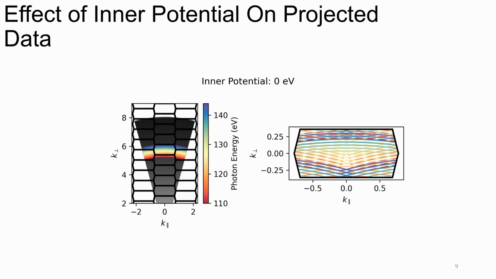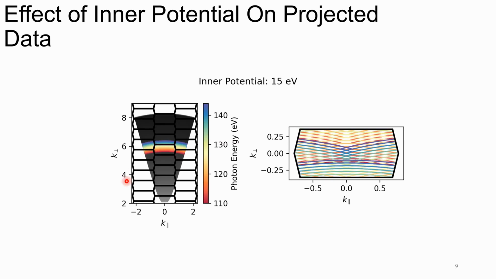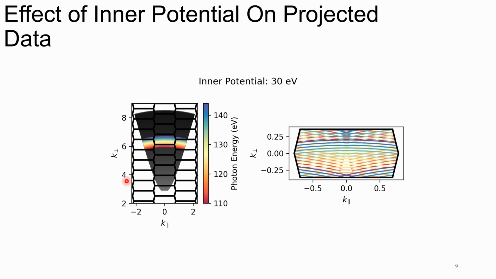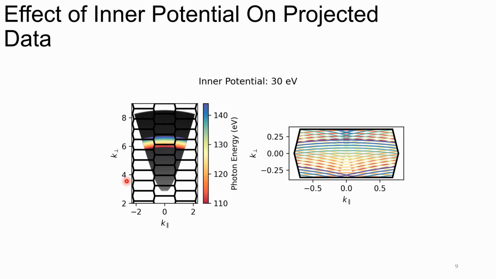And the effect of the inner potential on this projected data is kind of interesting because the inner potential, if you think back to the perpendicular momentum equation, has the same sign as the photon energy. So it's going to shift our data up and down. And if I play this and sweep through some values, it shifts around the data, right? Well, this is changing what ARPES data are next to each other in momentum space.